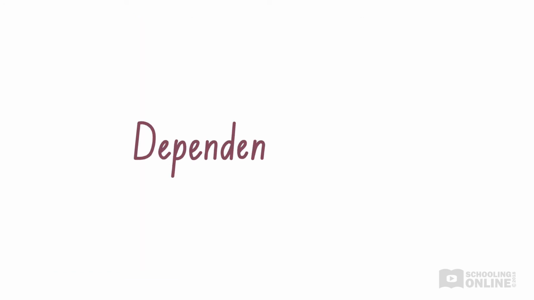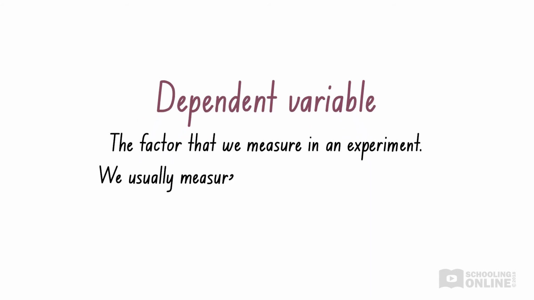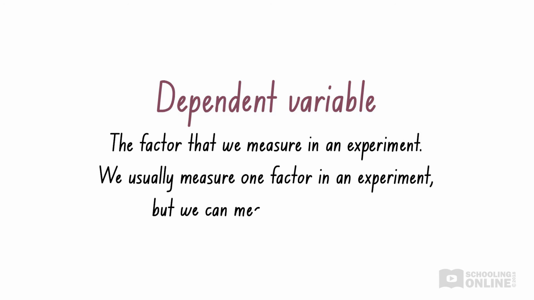Now, let's look at the dependent variable. The dependent variable is the factor that we measure in an experiment. Remember, an experiment tests how the independent variable affects the dependent variable. Usually, there is only one dependent variable in an experiment, but sometimes it is helpful to have 2 or more dependent variables.